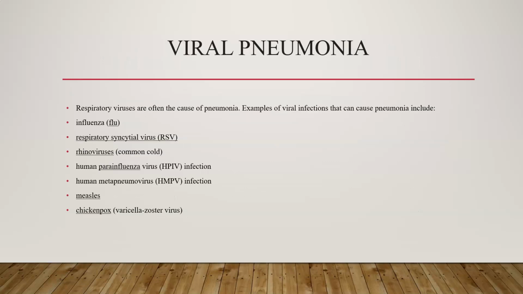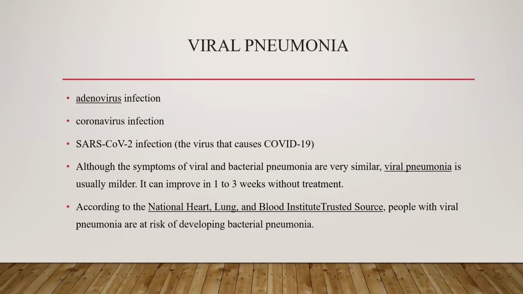Viral pneumonia is caused by influenza virus, RSV, rhinovirus, which causes the common cold, human parainfluenza virus, human metapneumovirus, measles, chickenpox, adenovirus infection, coronavirus infection, and SARS-CoV-2 infection, the virus that causes COVID-19. Although the symptoms of viral and bacterial pneumonia are similar, viral pneumonia is usually milder. It can improve in 1 to 3 weeks without treatment.